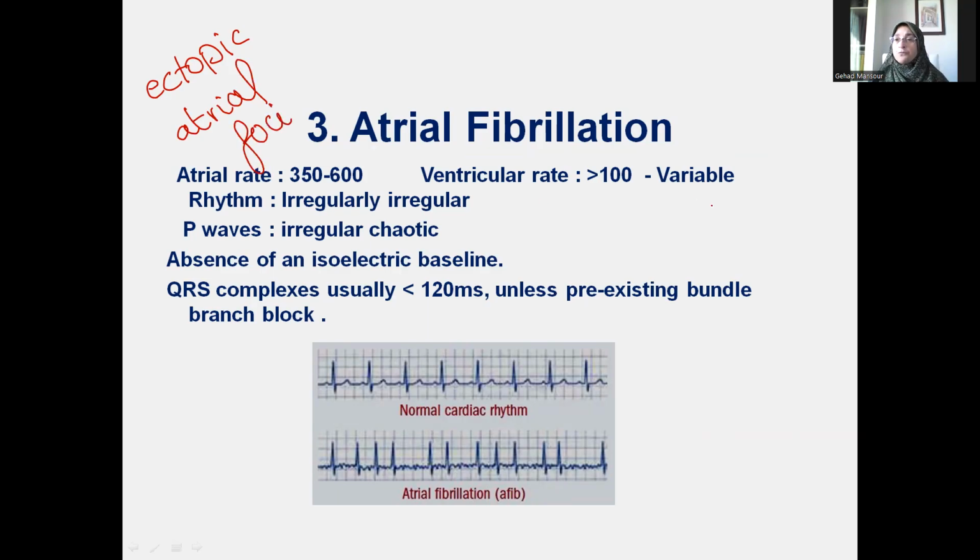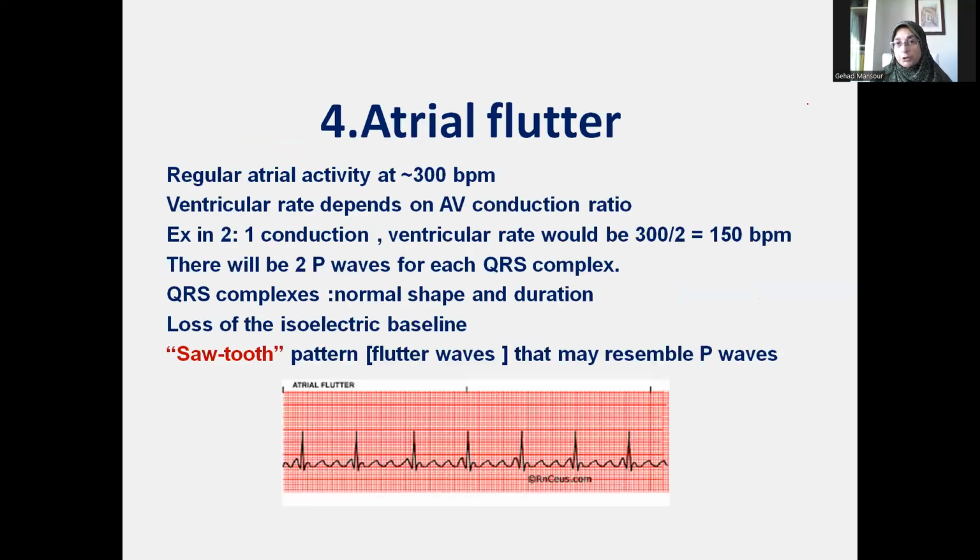Foci is the plural of focus. So in such a case, you would talk about atrial fibrillation and atrial flutter. Let's start with atrial flutter because it is a regular rhythm. Atrial flutter arises from an ectopic atrial focus, and therefore you're not supposed to find a normal P wave. You would find abnormal P waves.